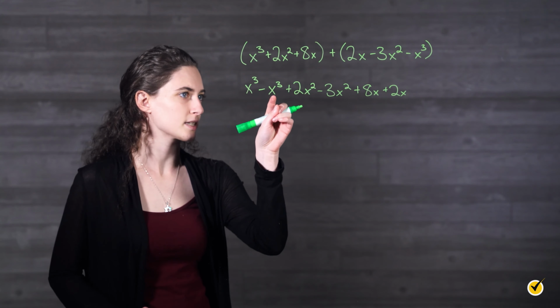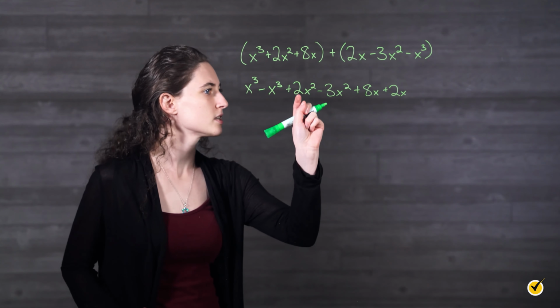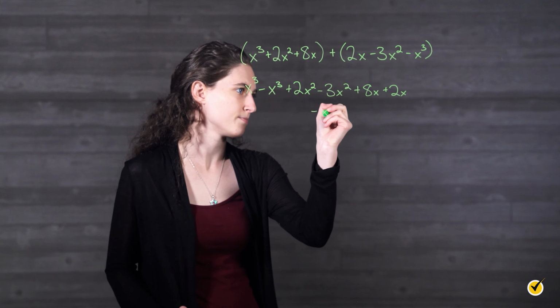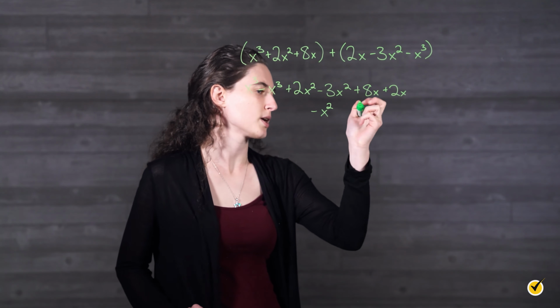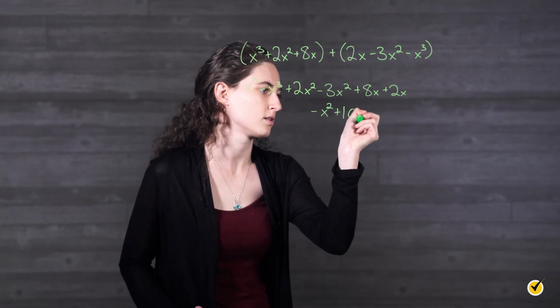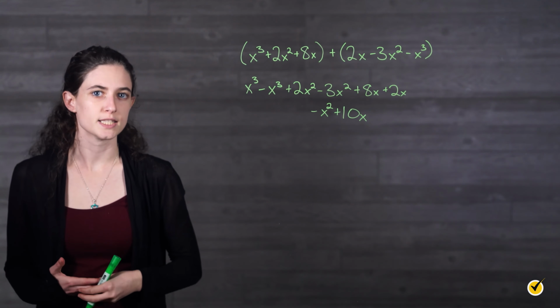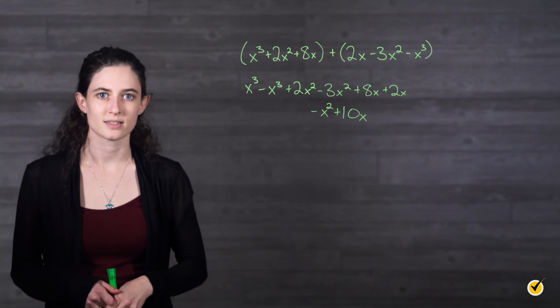So x cubed minus x cubed is 0, so there's nothing left. 2x squared minus 3x squared gives us negative x squared. And 8x plus 2x gives us 10x. So our final answer is negative x squared plus 10x.